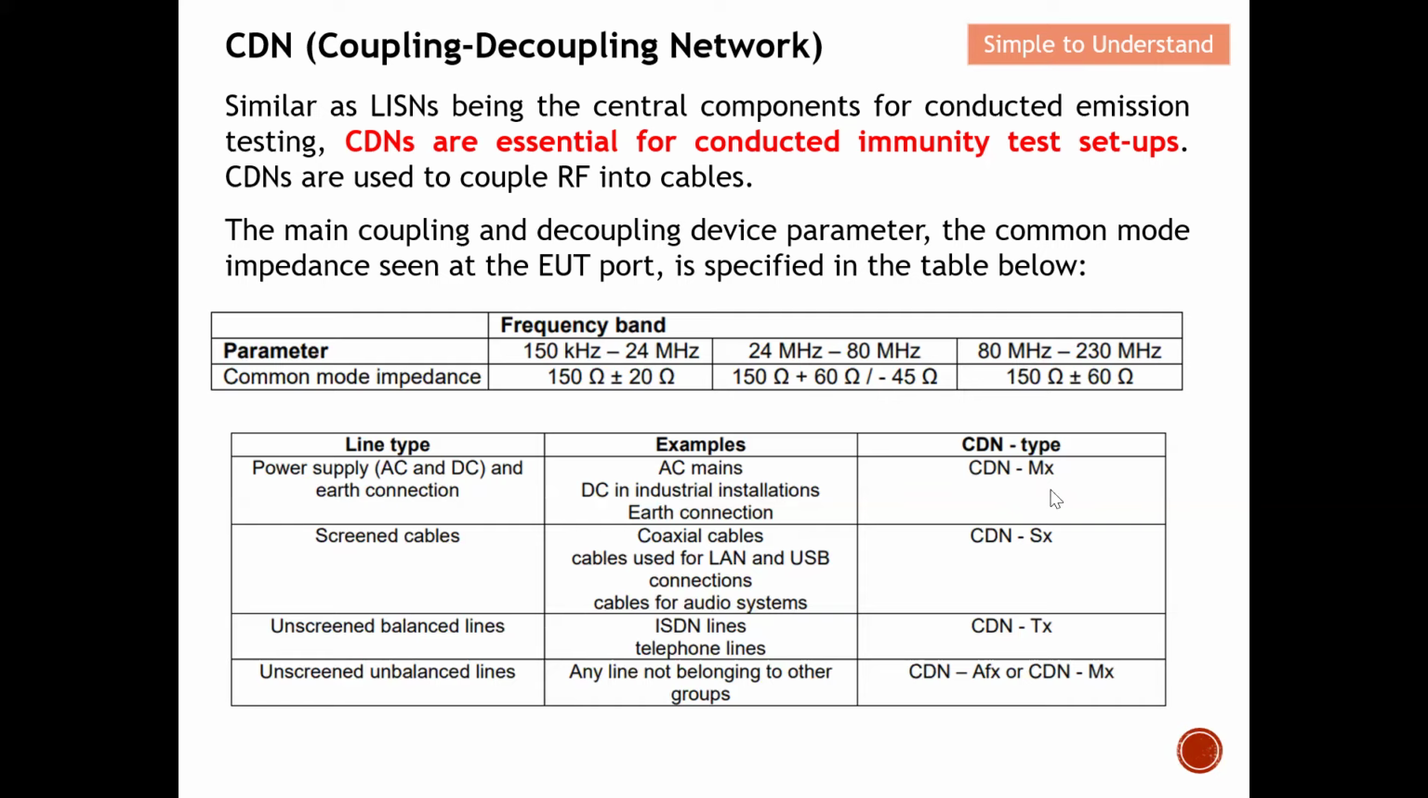The M2 is for the balanced node, for example for differential signal. M3 is for the three-phase power supply. Therefore, for CDN, we have these three types: M1, M2, and M3 for different sources. You can also see CDNs for screened cable, unscreened balanced line, and unscreened unbalanced line, etc. These are different CDNs that can help us to facilitate the testing of conductor immunity, which I will emphasize a little more later on.